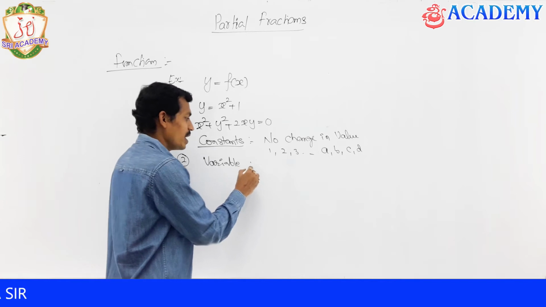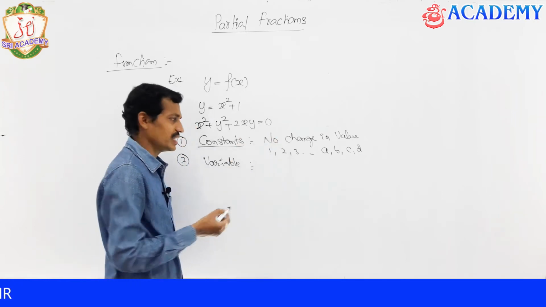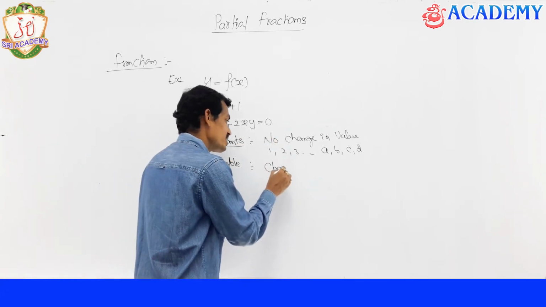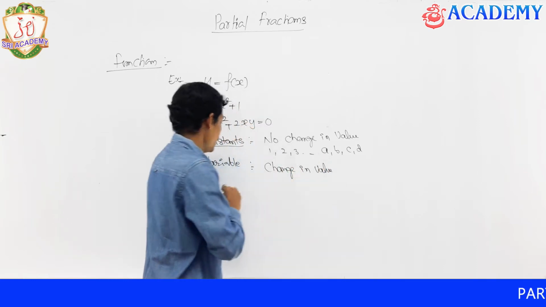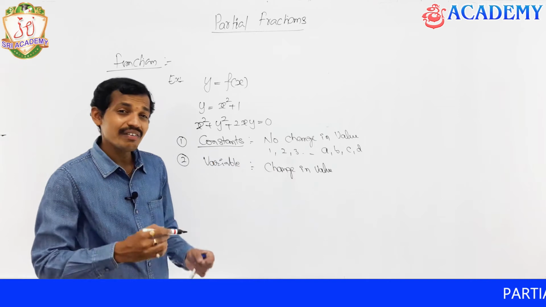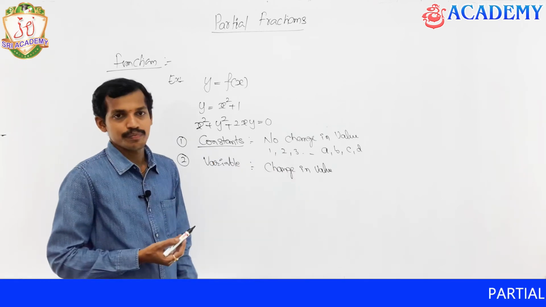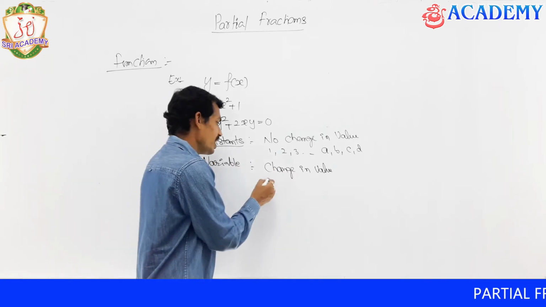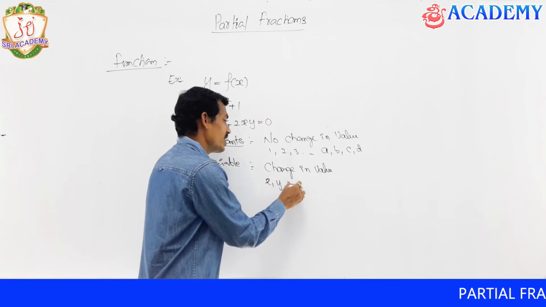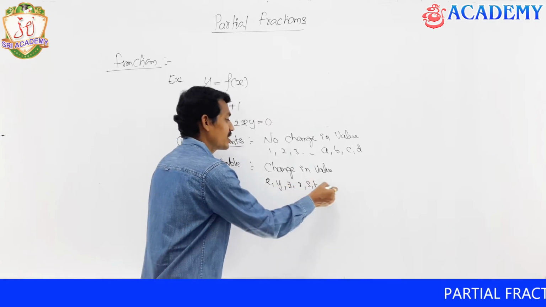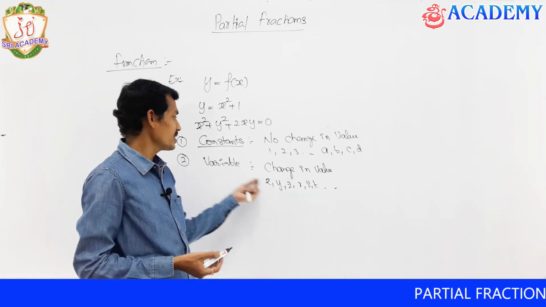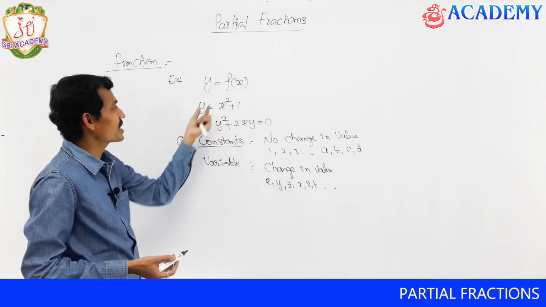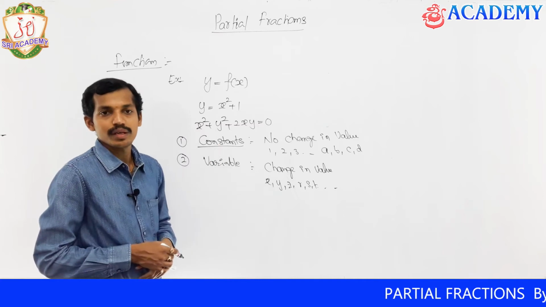Variable is nothing but, indirectly, no change in value is constant. Change in value is said to be variable. We can give our own values to the variables. We are representing our variables with x, y, z, r, s, t, like that. Here also we are having x and y variables.